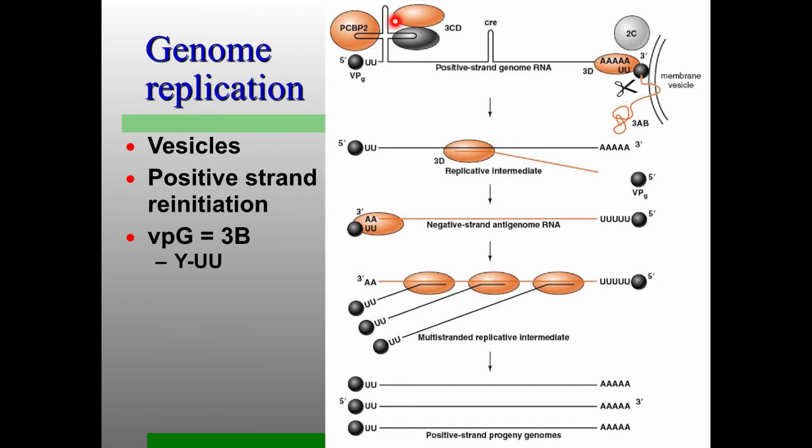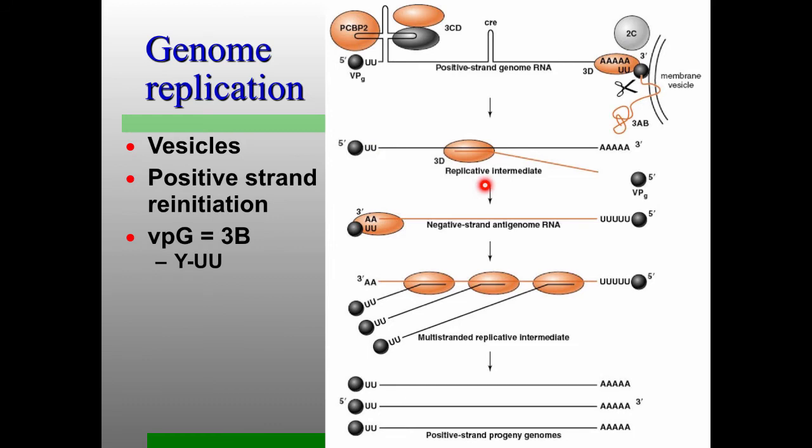Once you have two U's, those two U's can base pair with the poly A tail, which is present in the genome, and then the 3D protein can replicate its way all the way down the genome. This is now a negative strand. It's your anti-genome because these are positive strand RNA viruses.